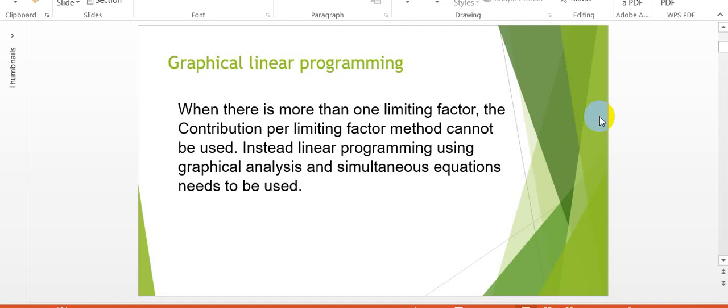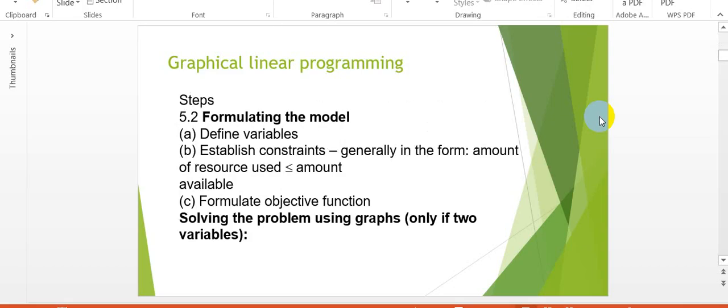This linear programming is different from the linear programming under computers. So do not mistake the linear programming under computers with this one. It has got nothing to do with computers. So the linear programming method under limiting factor takes us through a number of steps.